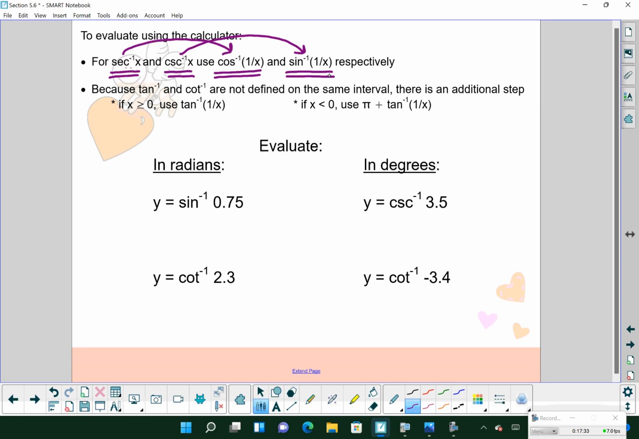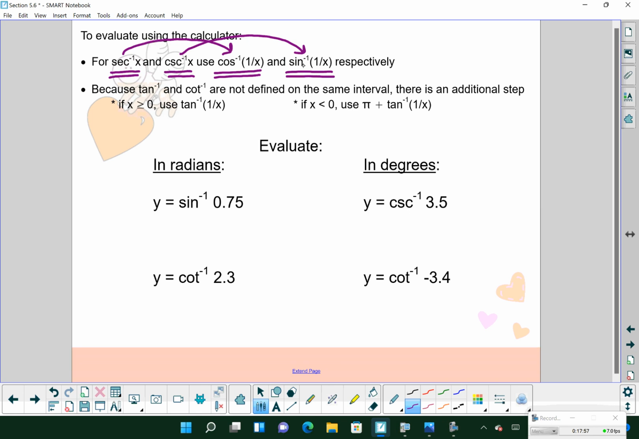Now, inverse secant and inverse cosine do not require any extra adjustments in our calculator because secant and cosine, their inverse functions, are defined for the same two quadrants. They're defined in quadrants 1 and 2. Inverse cosecant and inverse sine are defined in the same two quadrants, 1 and 4. So we're never going to get a value for one that isn't defined for the other.